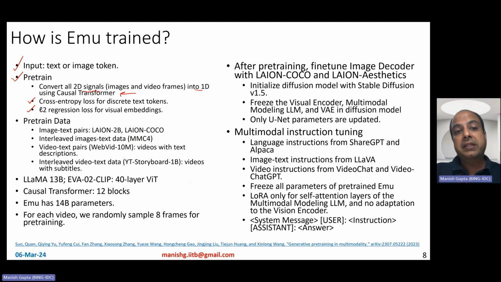For pre-training, they basically make use of video data also, besides, of course, making use of the large image text pairs, interleaved image plus text data. They also make use of video text pairs in the WebVid 10 million dataset, which is videos with text descriptions. And lastly, they make use of interleaved video and text data, which is basically videos with subtitles, videos with transcripts in that sense. Okay. So this is a nice large YouTube storyboard 1 billion data set.